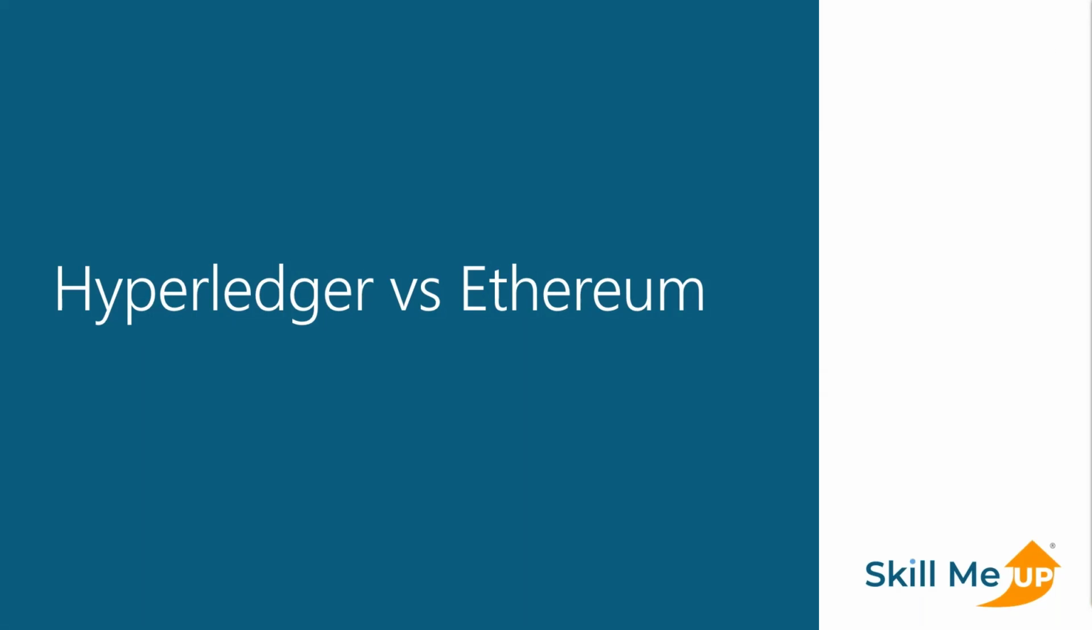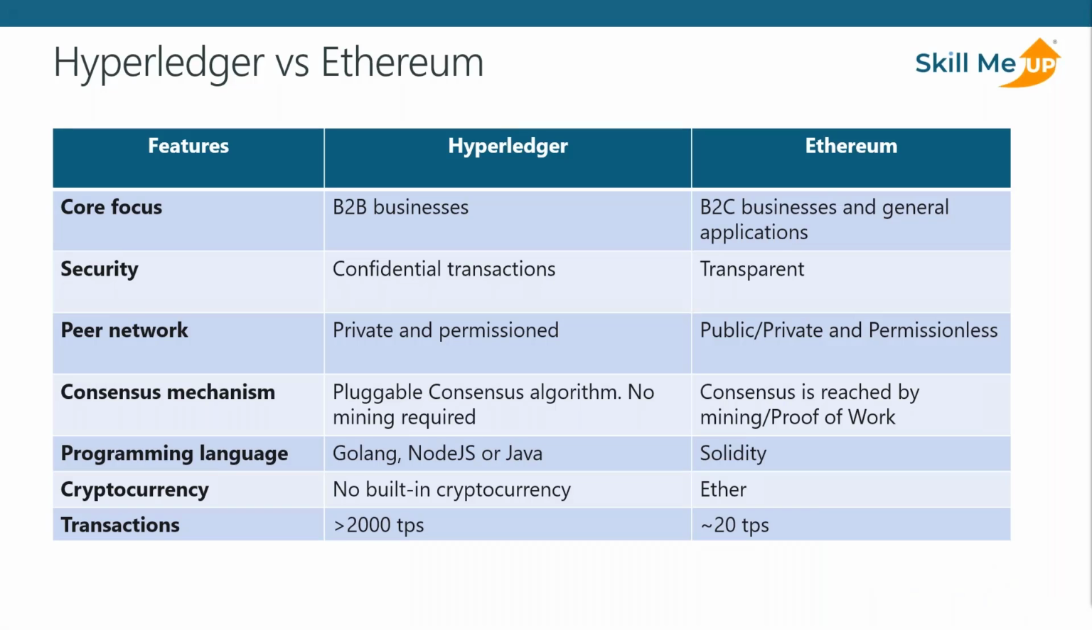There are many DLT blockchains available, but I'm going to compare 2 of the most high-profile ones in the enterprise space, Hyperledger and Ethereum. When you're looking at the core features between Hyperledger and Ethereum, you'll notice that Hyperledger is very focused on B2B business. Ethereum can do B2B, but it's more focused on B2C and building dApp applications. For security, Hyperledger is confidential. Ethereum, like the Bitcoin that I demonstrated earlier, is transparent and visible.